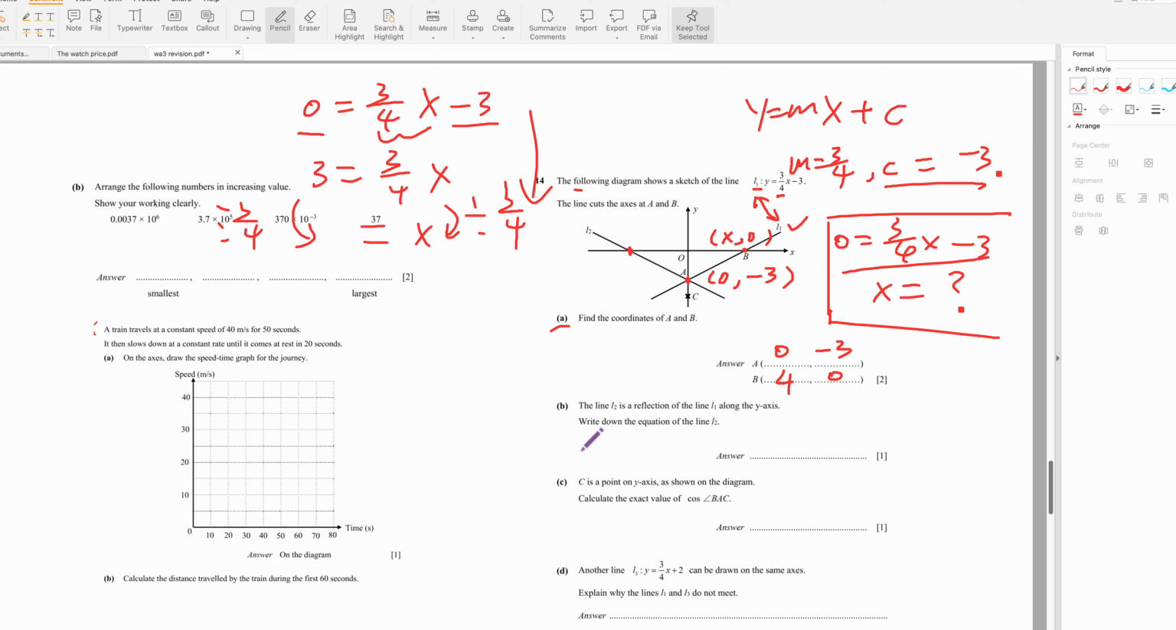That's also 0 and negative 4, and negative 4 and 0. Yes, you know why, right? Because it has to be the same distance behind. Reflection, right?